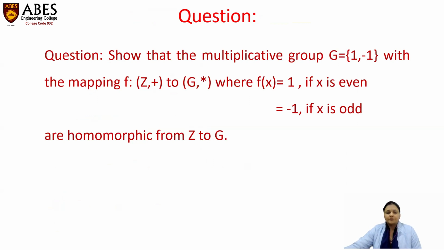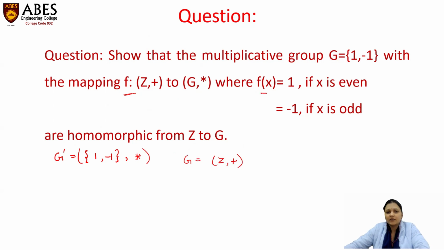Consider another example. Here the question is given: show that the multiplicative group, meaning the operation is multiplication. So the first group G is given, the set is {1, -1} and the operation is multiplication. I can use star for multiplication. And the second group is, here the mapping is a group. Here the first group is this and G dash is this. And the function given is this.